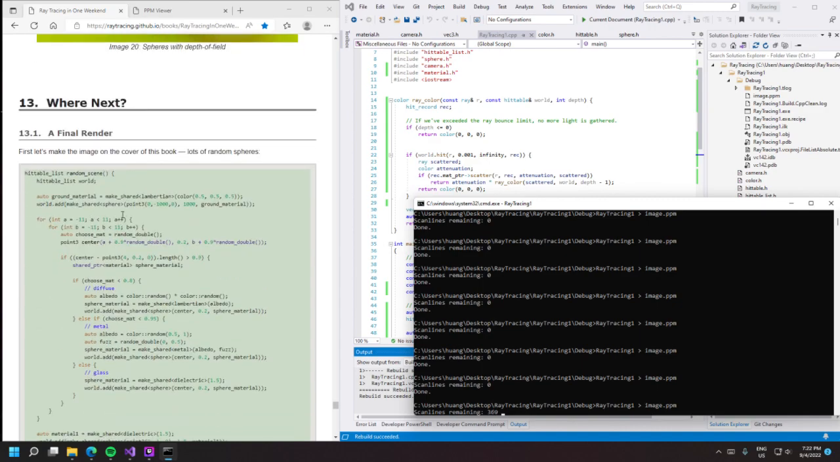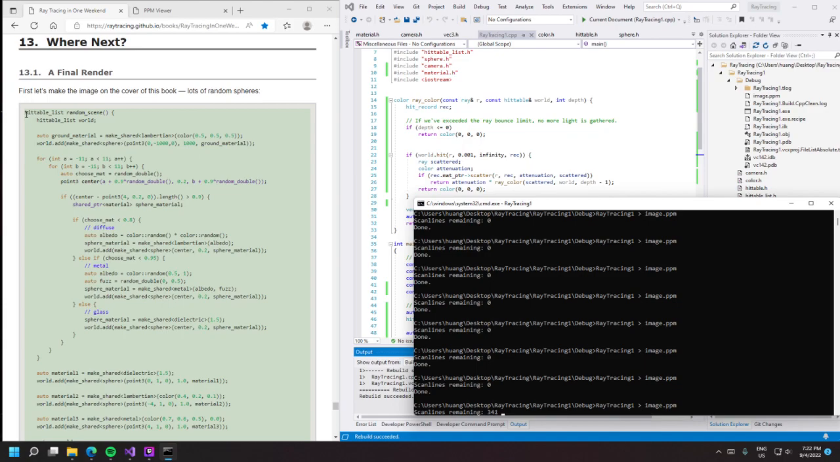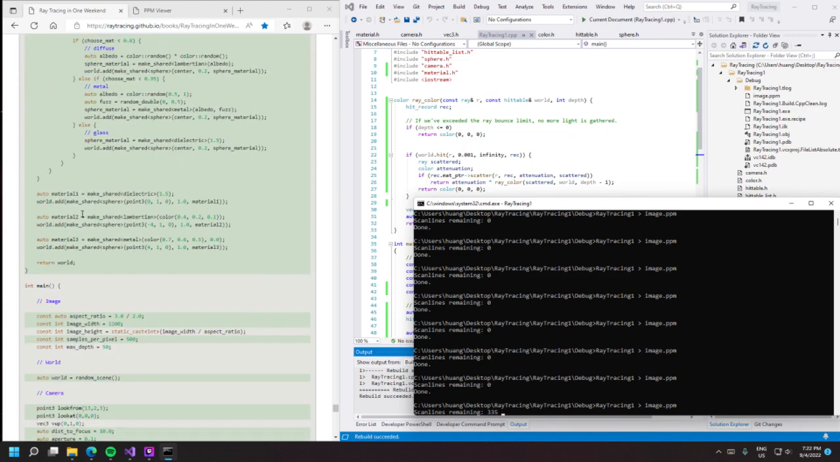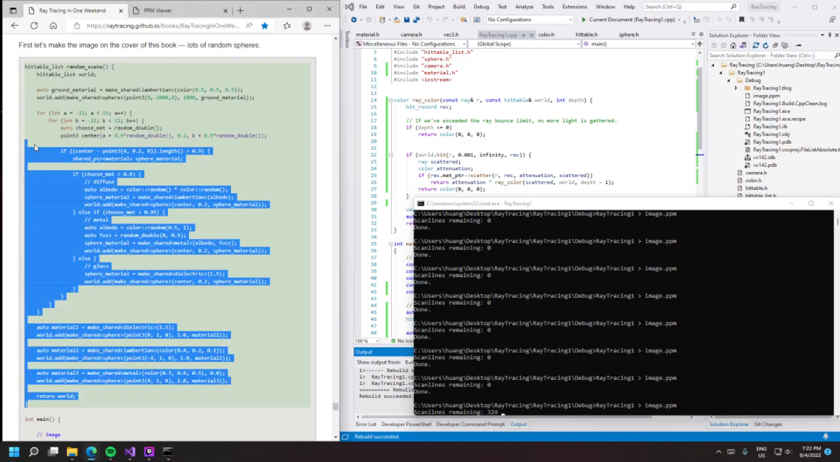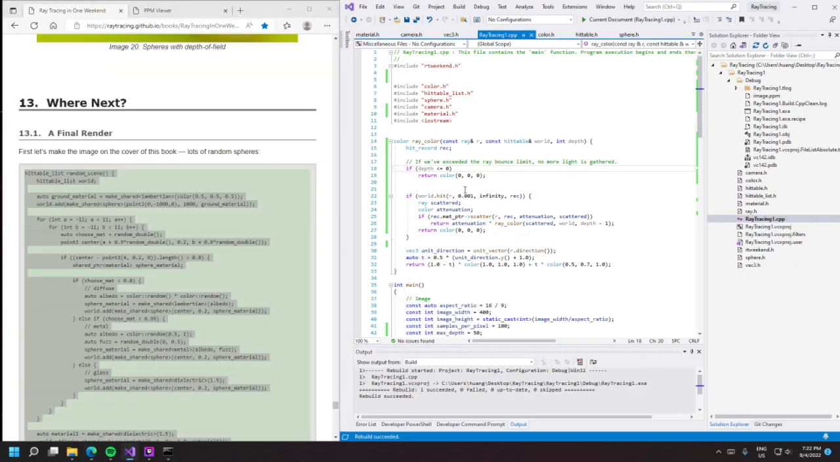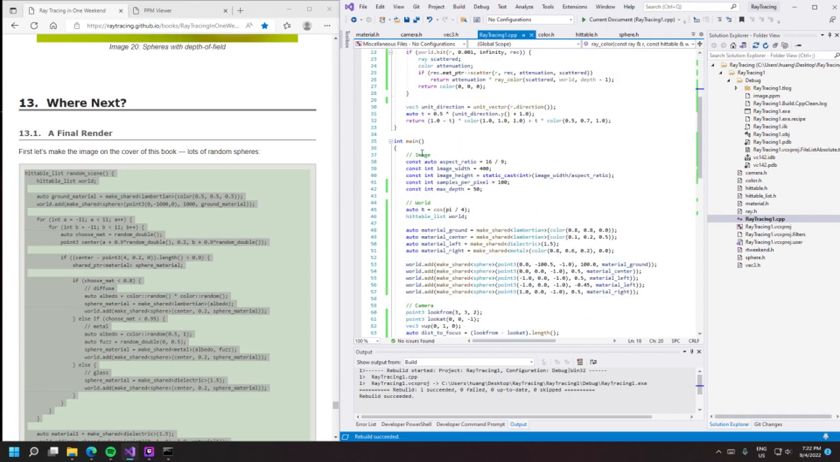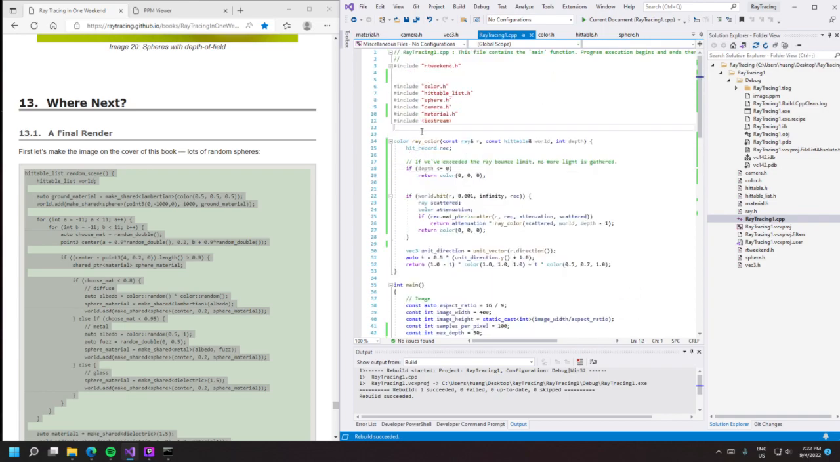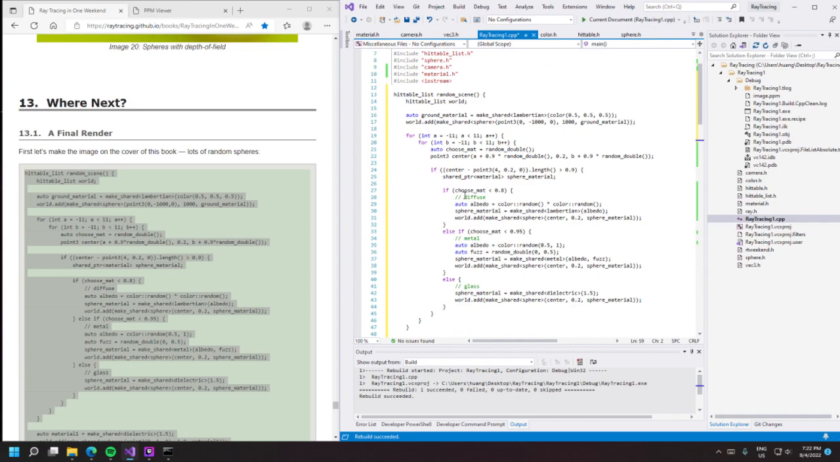Let's continue reading meanwhile. A final render. First, let's make the scene on the cover of the book. Lots of random spheres. Hittable list random scene. Okay, so we are adding this to the beginning of our big class. It's going to be very, very exciting, I feel like.